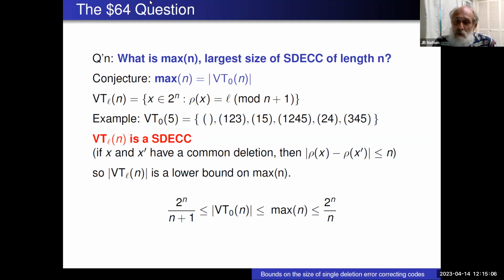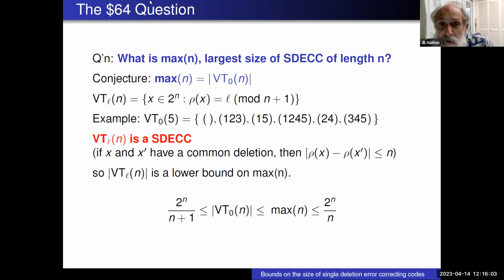It's real simple. A VT code is the set of all x in {0,1}^n such that rho of x is equal to L mod n plus 1. So in fact, there are, of course, n plus 1 different choices of L. And that's what VT_L of n is. For example, the code we saw earlier is VT_0 of 5. You can see that real easily if you just look at the words listed there. The first thing is the zero word, all zeros, which of course adds up to 0 mod 6, that is, mod n plus 1. 1, 2, and 3 is 6, 1 and 5 is 6, 2 and 4 is 6, and the other two add up to 12, which is 0 mod 6.